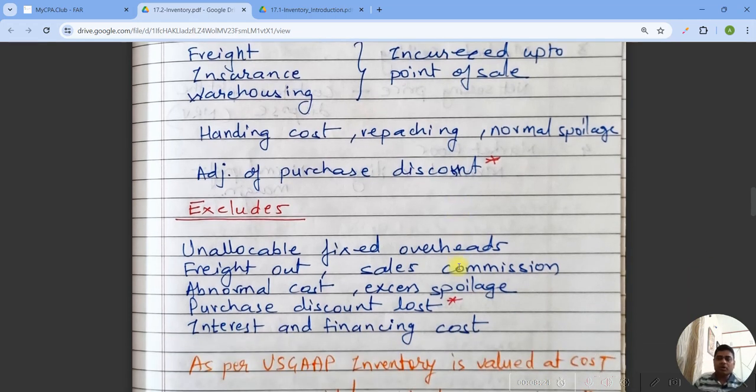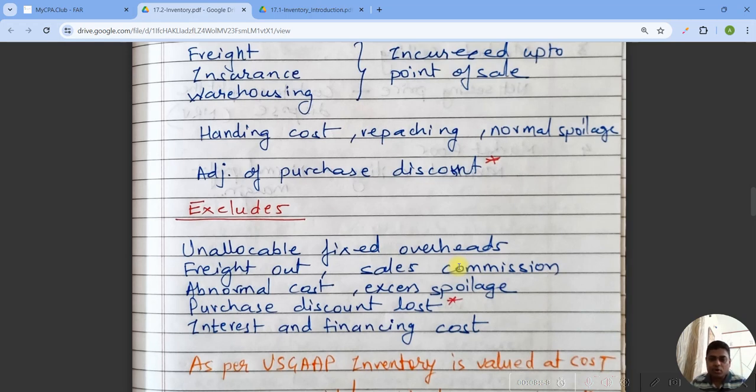So, what is not included in the valuation of inventory? Unallocable fixed overheads. Fixed overheads which are not allocable specifically to the manufacturing process are not part of the inventory valuation. Freight out and sales commission. Commission given to an agent to sell the goods is not part of valuation of inventory. In fact, it is an SG&A cost. Freight inward is part of inventory valuation, but not the freight outward, from the point of sale.